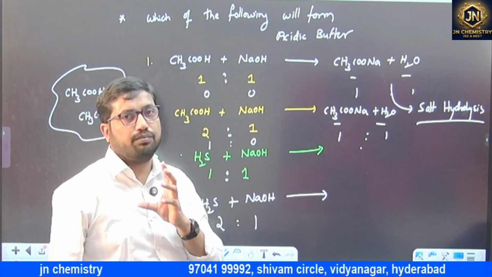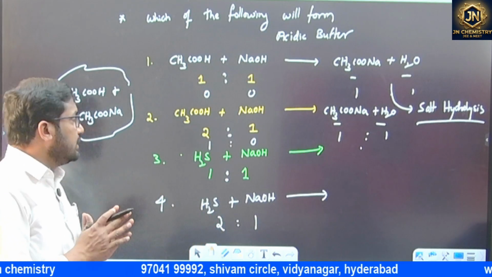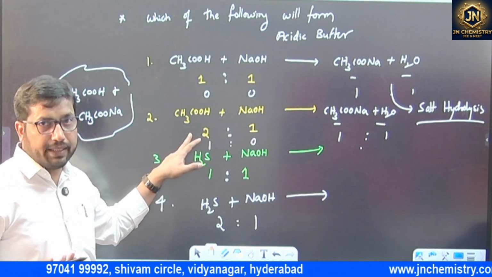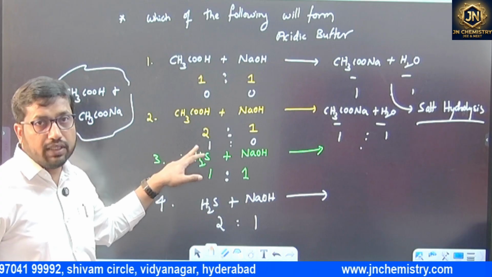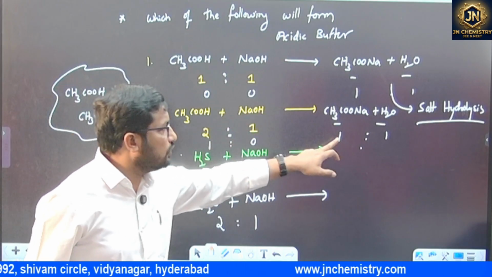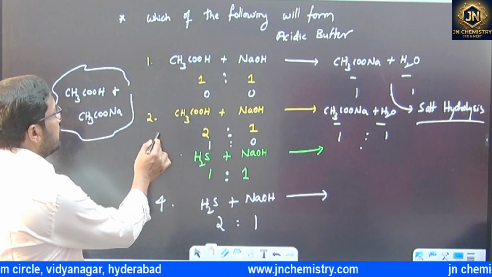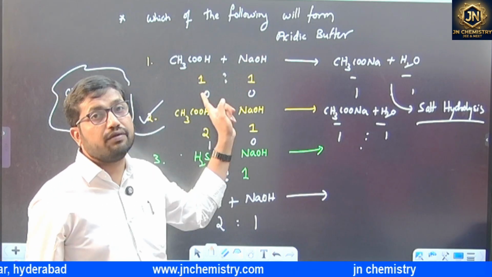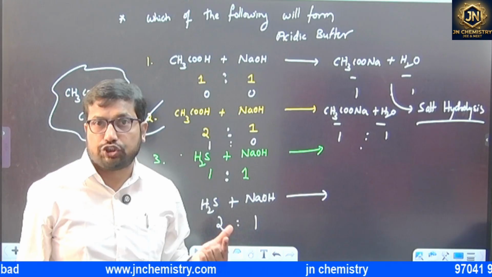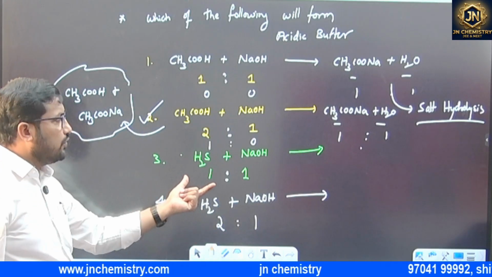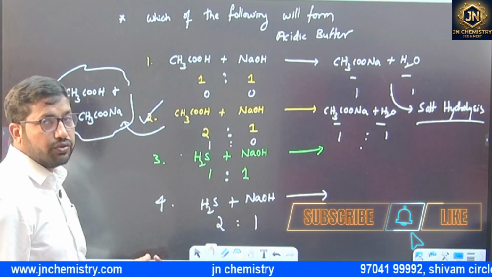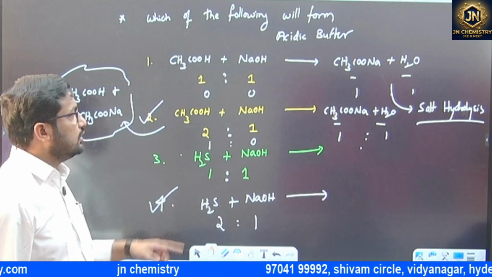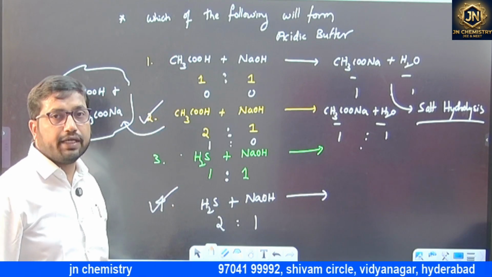A buffer solution means weak acid should compulsorily be present. We took 2 moles of weak acid and 1 mole of base. 1 mole with 1 mole neutralizes completely, but 1 mole is remaining. This is 1 mole and this is 1 mole. This combination is forming a buffer solution. So the second one forms the acidic buffer but not the first one. So we need to see the ratios. Of course, the third one won't form. It's also salt hydrolysis, but the fourth one is forming a buffer solution.